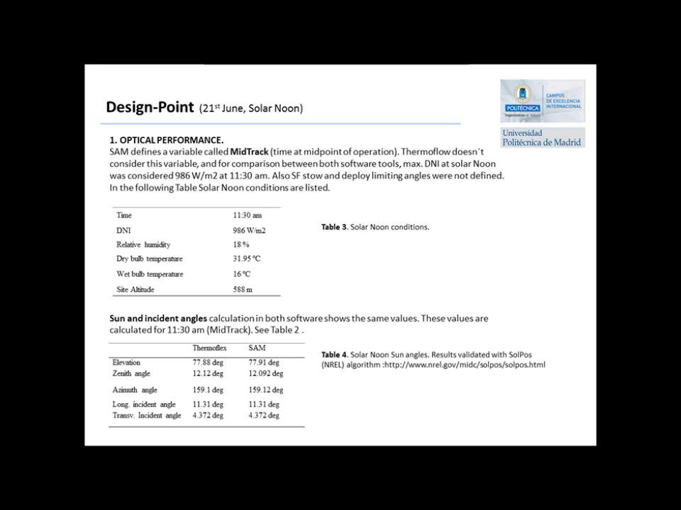Design point result comparison. Optical performance. SAM defines a variable called mid-track time. It's the time to compute plant energy flows at midpoint of operation. For this study, in order to compare both software capabilities, solar noon was calculated at 11:30, following some criteria for mid-track time. Regarding collector incident angles, based on azimuth and sun angles, both tools calculated similar values, as shown in table 4.